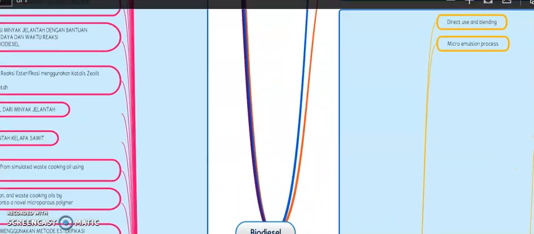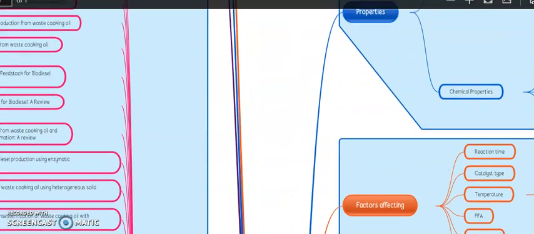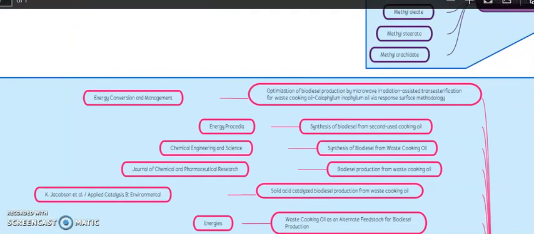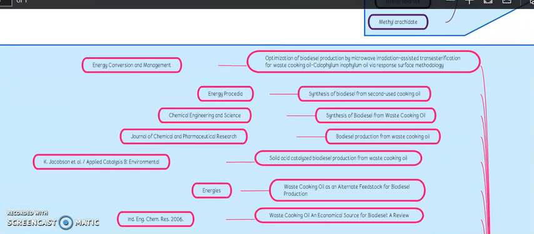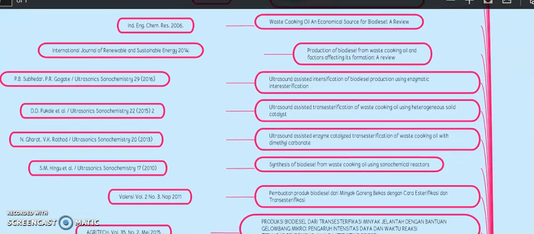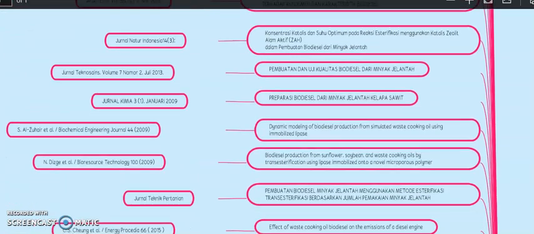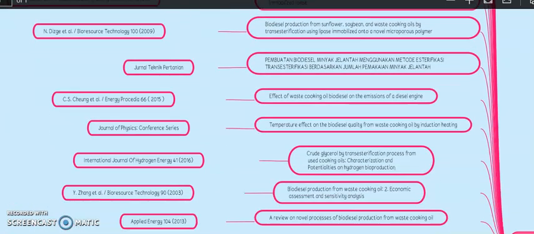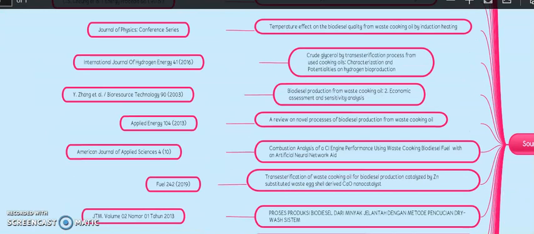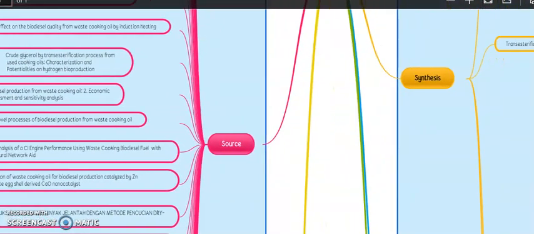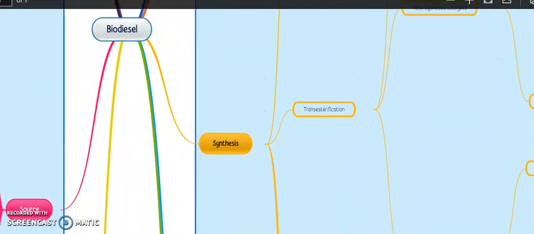In this critical review, these are some references that I have read, around 50 journals. Yeah, I think that's all for me.